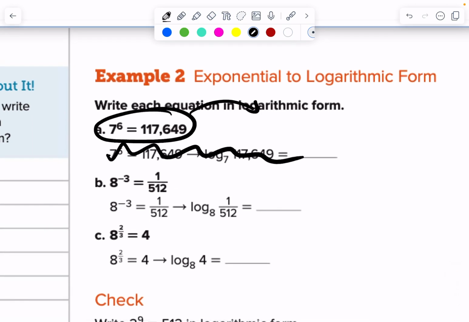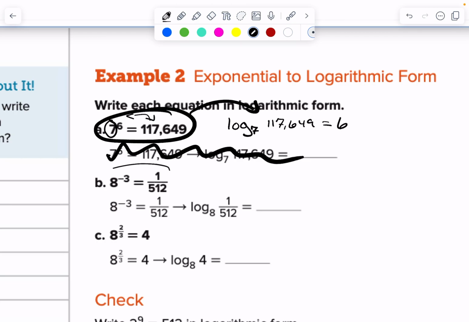I'm not going to go along with their work here. First things first, we need to write log, and we need to have a base of our log, and the base here is 7, so that's going to be my 7. And then I just switch places with the other two numbers. So 117,649 equals 6. Those two places switch.